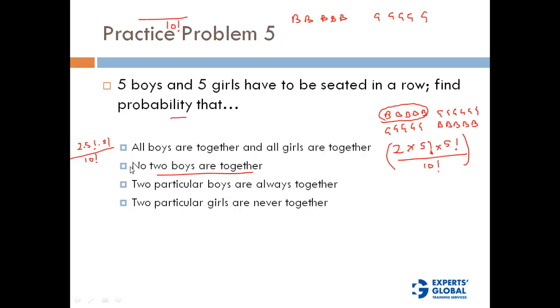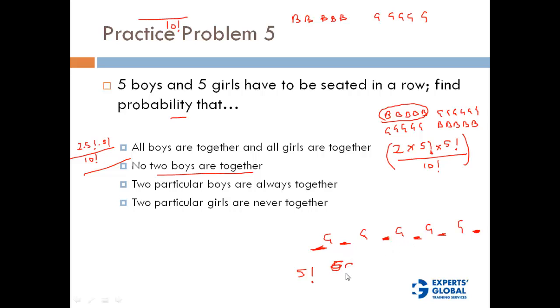No 2 boys are together. So that means there is no restriction on girls. First I ask girls to sit, 1, 2, 3, 4, 5, and I ask boys to take the positions adjacent to the girls, 1, 2, 3, 4, 5, 6, right? The girls can be arranged in 5 factorial ways, and the 5 guys can take 5 seats among these 6. There are 6 seats available. 5 guys can take 5 seats and 1 seat can be left empty.